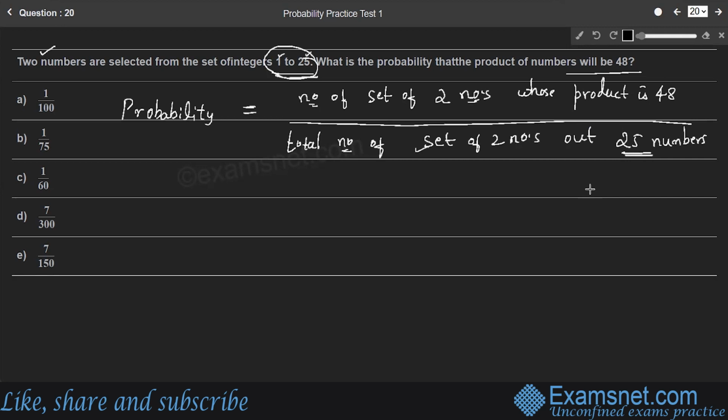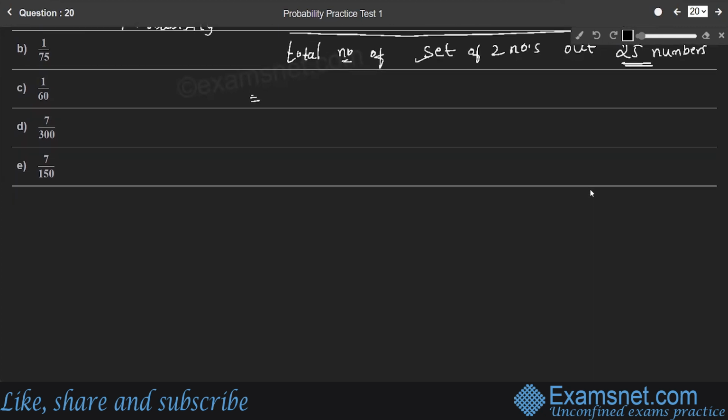In that, some sets of numbers, each set contains two numbers whose product is equal to 48. That gives the probability. So we'll consider number of sets of two numbers whose product is 48. We'll consider numbers from 1 to 25 here. Therefore, 2 into 24 becomes 48. Set of two numbers, 2 and 24. So one set of two numbers.